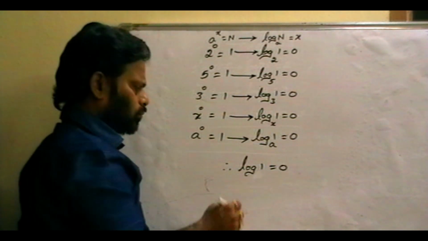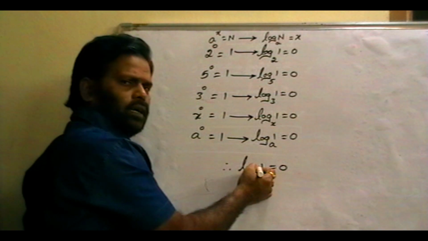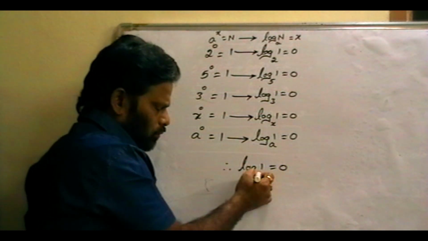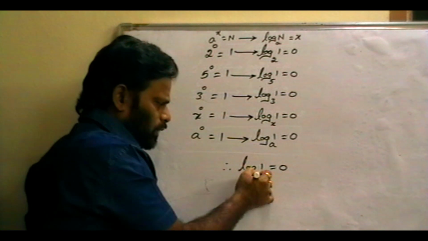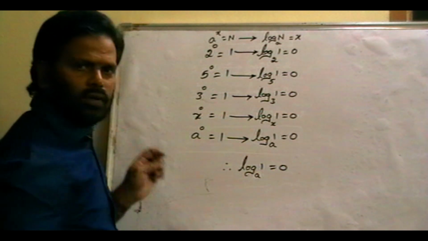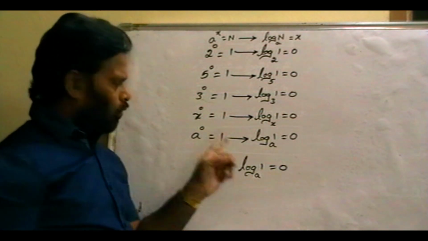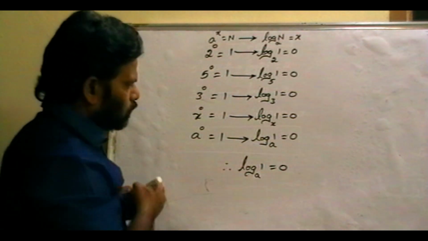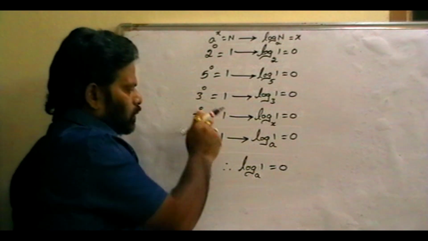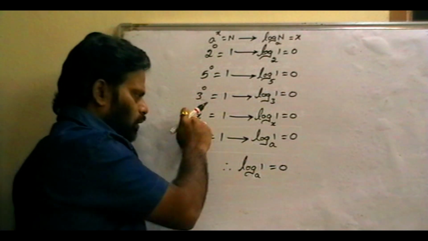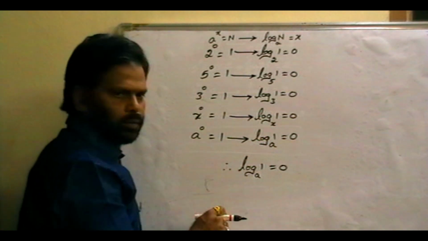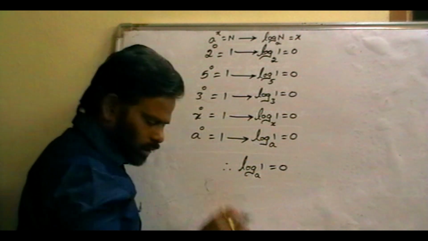Right? Why? Because we know that anything power 0 is equal to 1. Log 1 to the base anything is equal to 0. So finally simple, log 1 is equal to 0, because anything power 0 is equal to 1. So we'll get log 1 is equal to 0 to any base. Right? And one more.